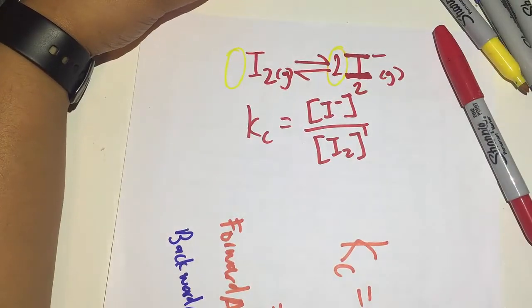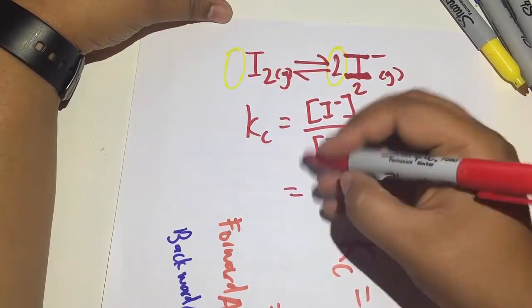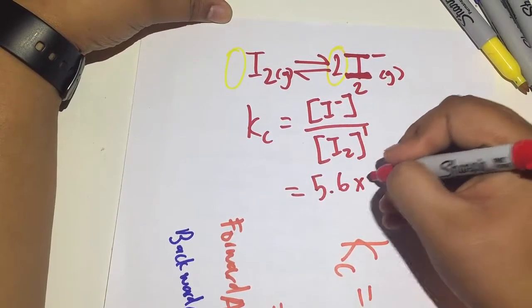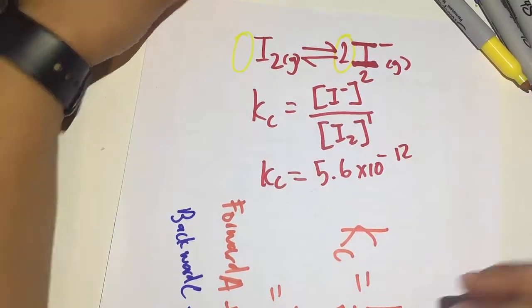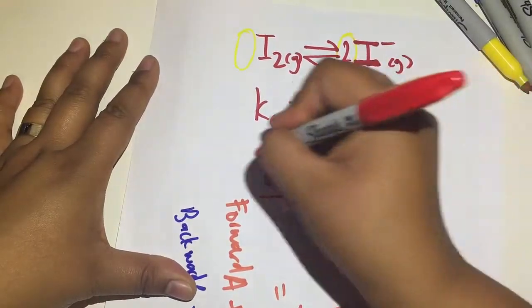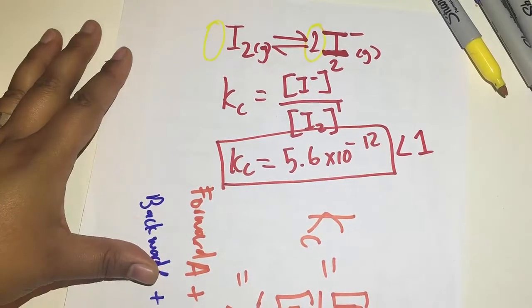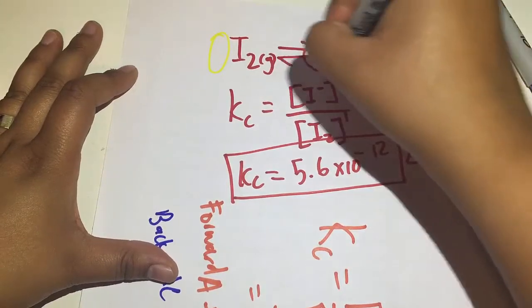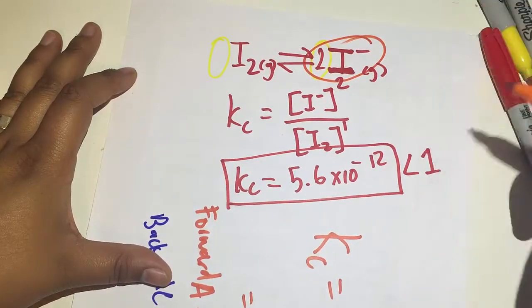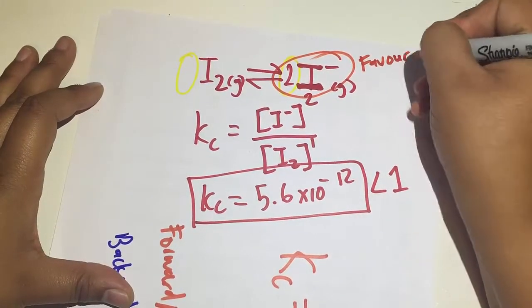And when we have that reaction occurring, let's just say we got a Kc value of 5.6 times 10 to the negative 12. Now this value here is less than 1, and so that tells us that we're probably not going to get a lot of this I- produced, and so it's going to favor the backward reaction.